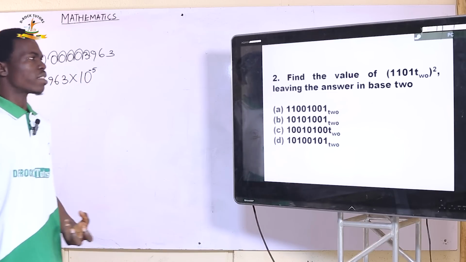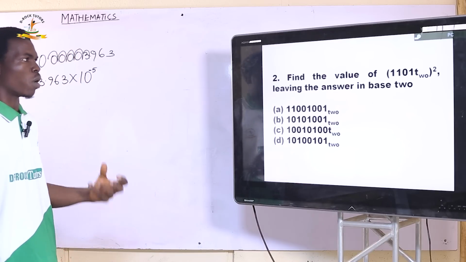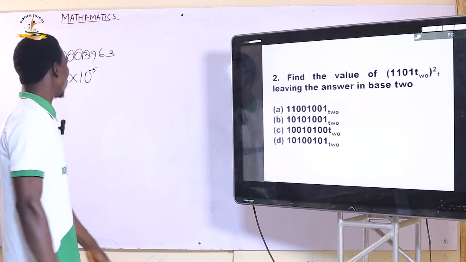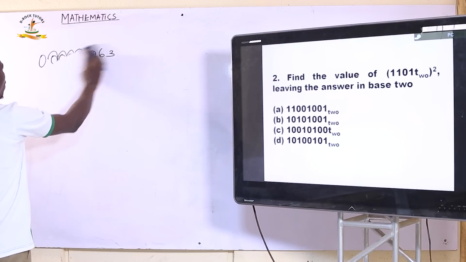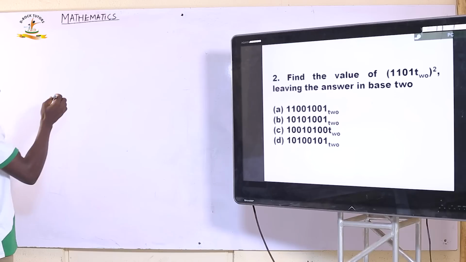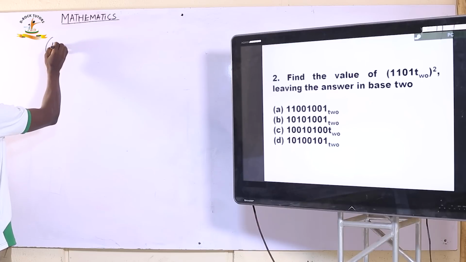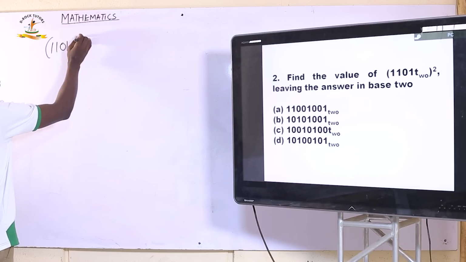All right, it says, find the value of 1101 base 2 all squared. So we say this is a number-based question, and not really difficult, moreover. So we have to find the value of 1101 in base 2 all squared.